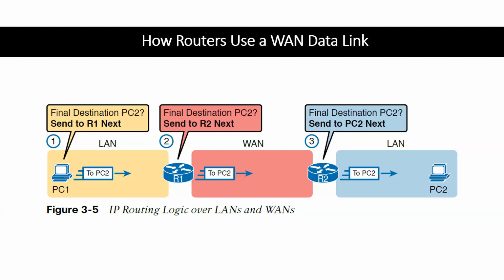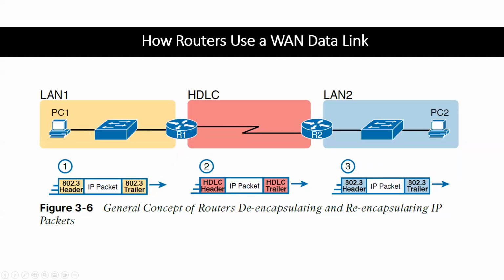So all R1 is going to do is encapsulate it at layer 3. We don't change anything at layer 3, encapsulate at layer 2 using HDLC, and send it over. It knows where to send it. R2 is going to get it, de-encapsulate it, and send it to PC2 based off of layer 3, okay? All right, now let's go a little bit more in detail.